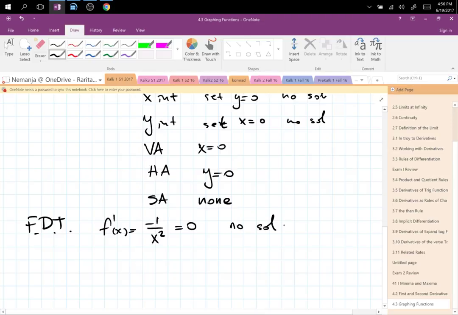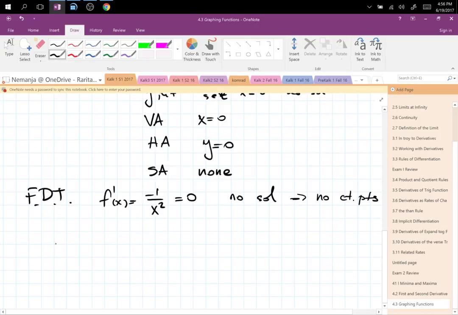Right, because we get -1 equals 0, so no solution for this equation. So that means no critical points. But we still have the vertical asymptote, so we are going to partition at 0 and pick two test points, -1 and positive 1. And do our first derivative test, like we did last class.